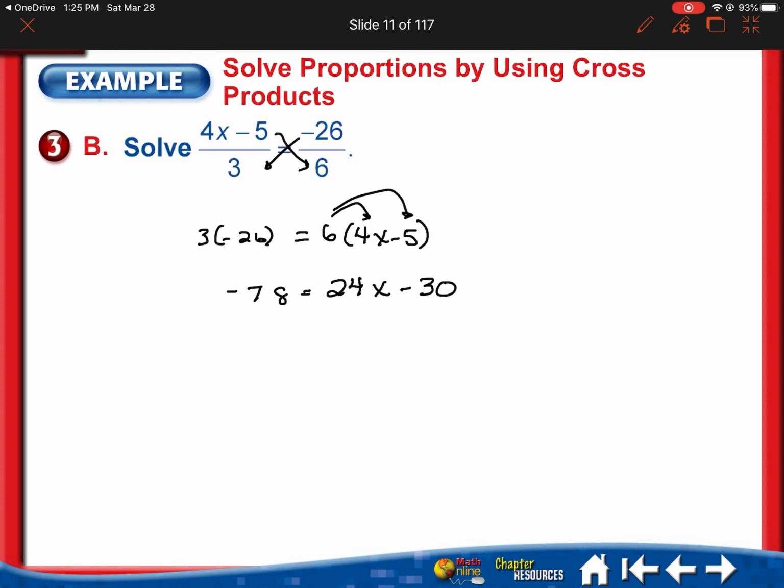So I'm going to add 30 to both sides. So we get negative 48 is equal to 24x. And then x is going to equal negative 2.